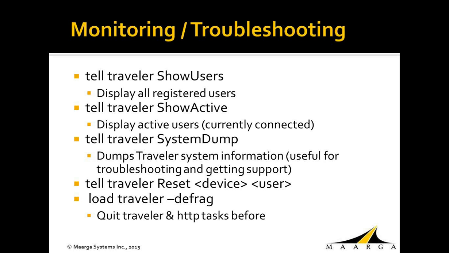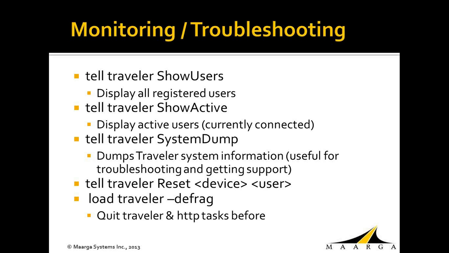And if some users are having some intermittent problem with their mobile device connecting to the Traveler server, you can issue this command: tell Traveler reset, and replace device and user with the name of the device and the name of the user. It will reset the Traveler configuration for that user so that everything will be configured afresh. The device and username you can get from doing the first command. Tell Traveler show users will give you those two options. You can take it from there and give that as an input to this command, which will reset the Traveler setting for that specific mobile device for that user.